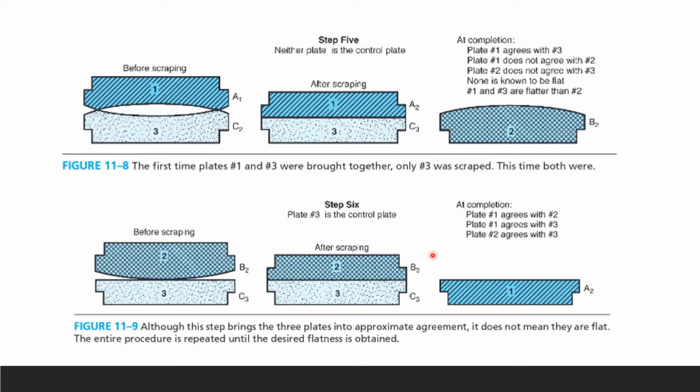Okay. So although this step brings the 3 plates into approximate agreement, it does not mean they are flat. They just look flat. So we're talking about the precision and the accuracy here. How sophisticated or fine these surfaces are means you have to be so careful about your workmanship, your scraping, by the way. So the entire procedure is repeated again and again until the desired flatness is obtained.